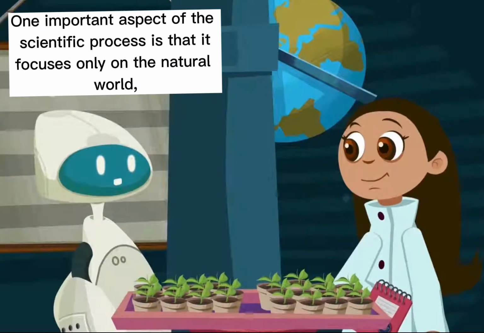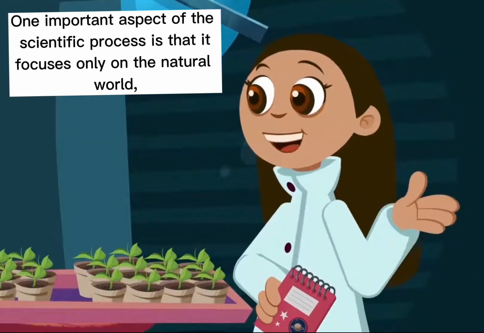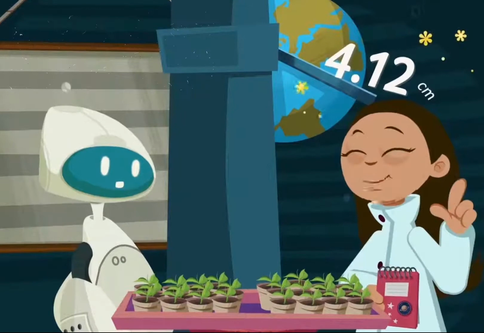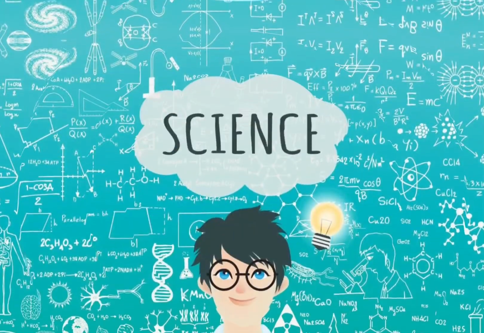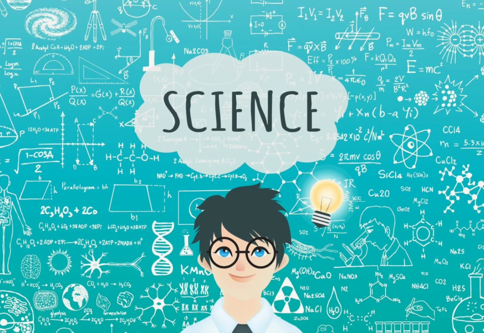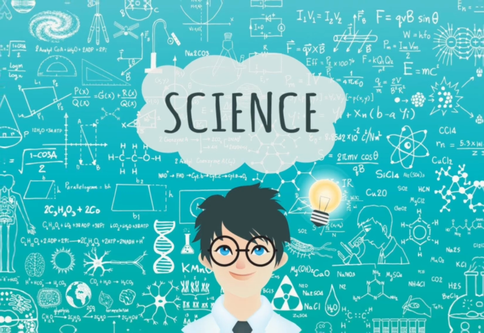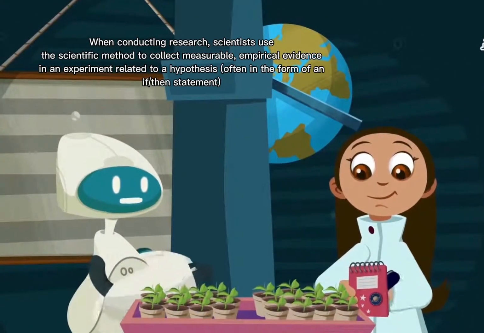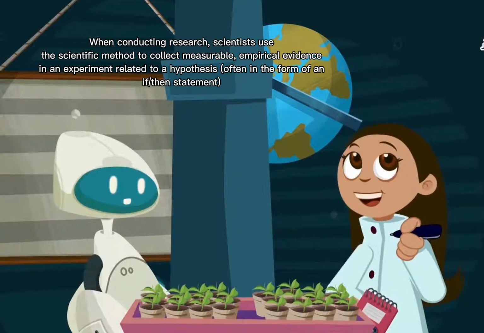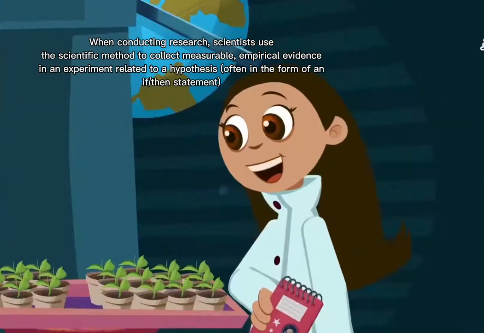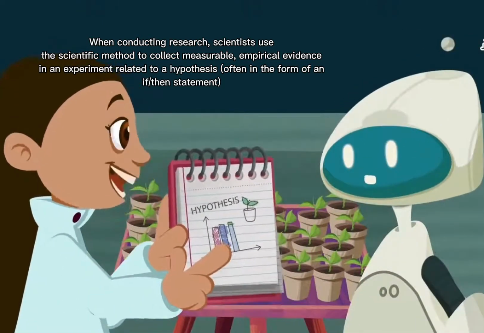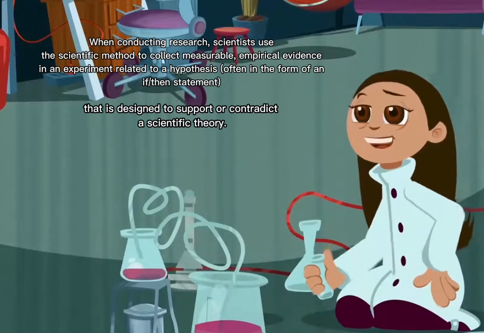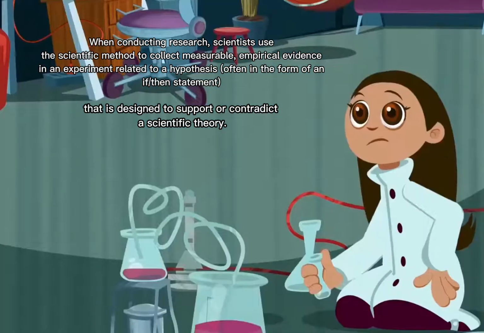One important aspect of the scientific process is that it focuses only on the natural world, according to the University of California, Berkeley. Anything that is considered supernatural or beyond physical reality does not fit into the definition of science. When conducting research, scientists use the scientific method to collect measurable, empirical evidence in an experiment related to a hypothesis, often in the form of an if-then statement that is designed to support or contradict a scientific theory.